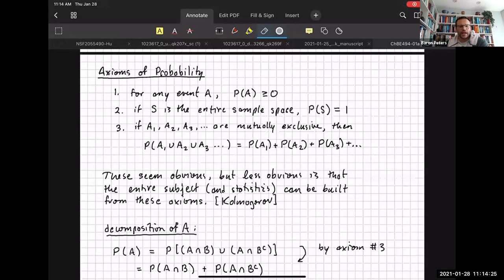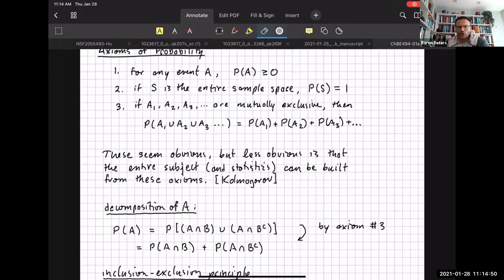If I have A1, A2, A3, et cetera, I can define as many of these as I want. And as long as in the Venn diagram these things have no overlap, that is to say that they are mutually exclusive, then the probability of their union is the sum of their probabilities, okay? So you can really just picture that on the Venn diagram.